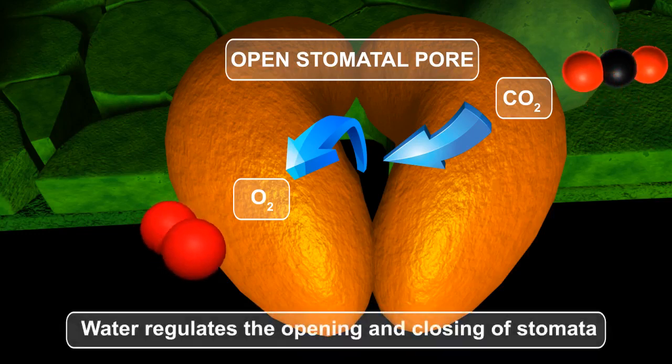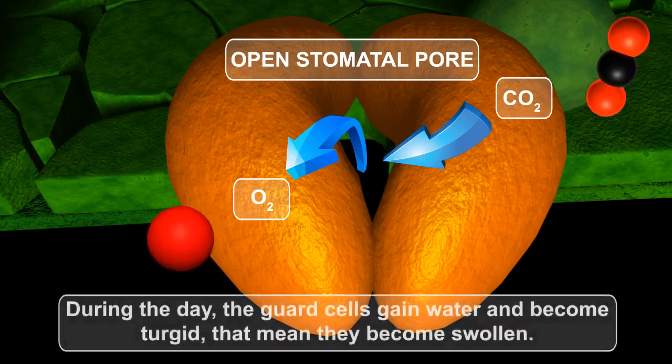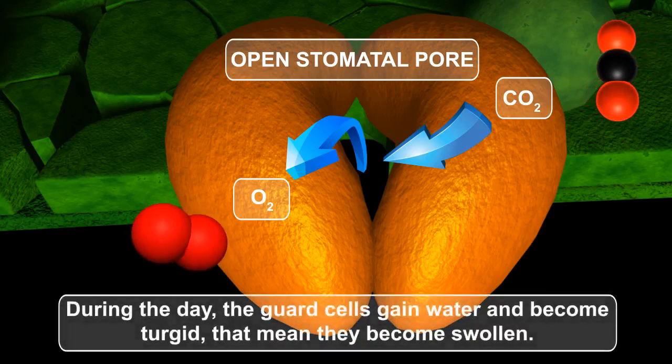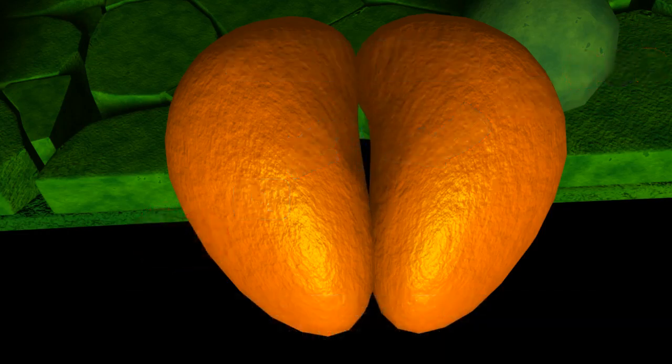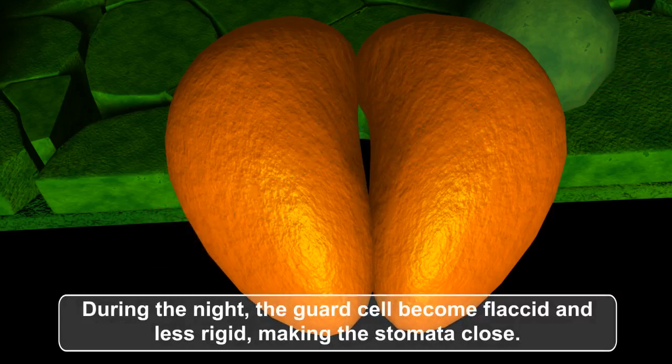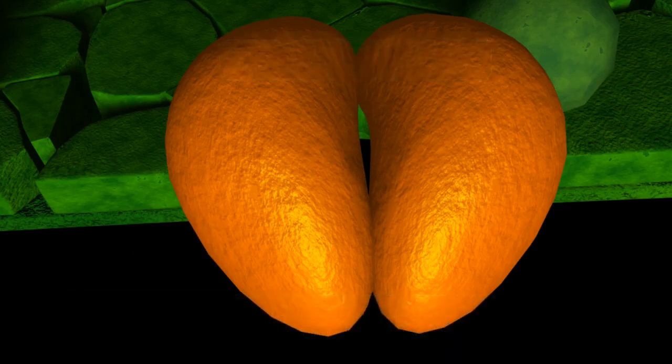Water regulates the opening and closing of stomata. During the day, the guard cells gain water and become turgid. That means they become swollen. During the night, the guard cells become flaccid and less rigid, making the stomata close. Thus, the guard cells play an important role in photosynthesis.